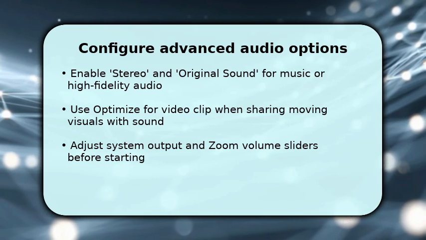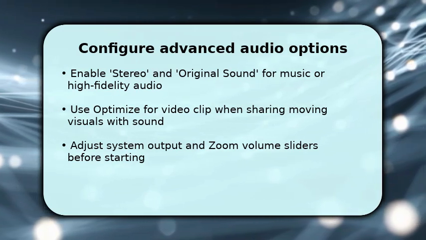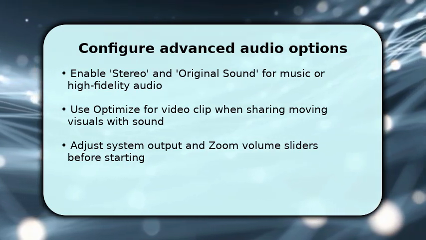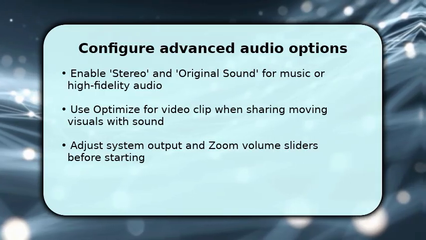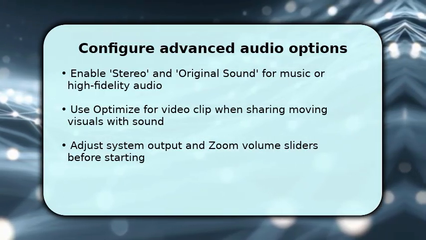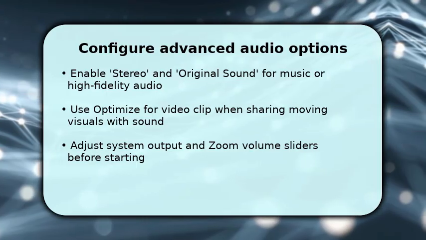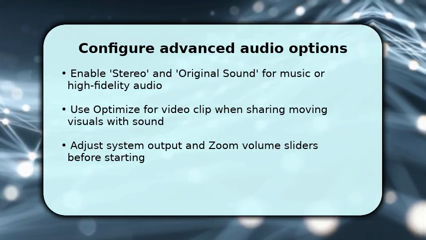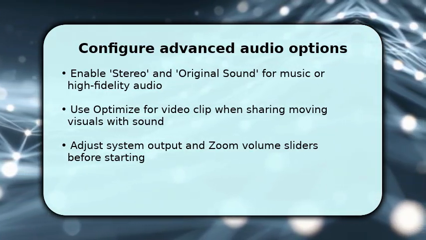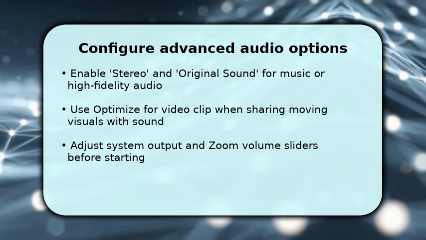Now refine how Zoom handles your sound. Open Settings Audio and enable original sound for musicians, then check stereo if available. These preserve frequency and separation. When sharing, tick Optimize for video clip if your content includes motion. This balances frame rate and audio sync.